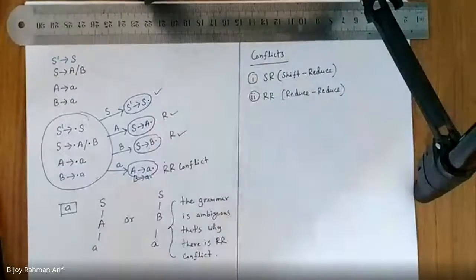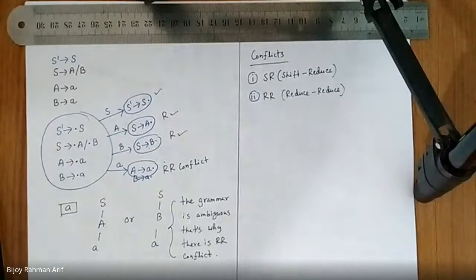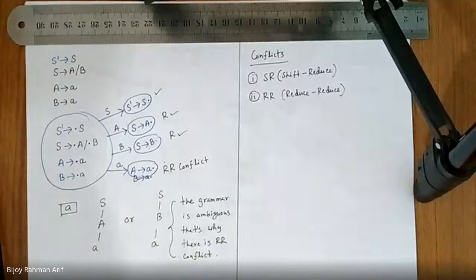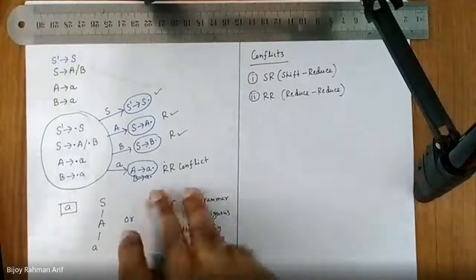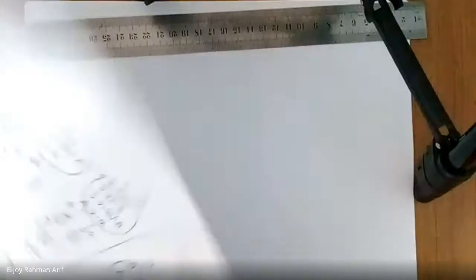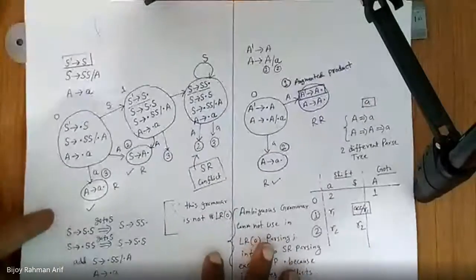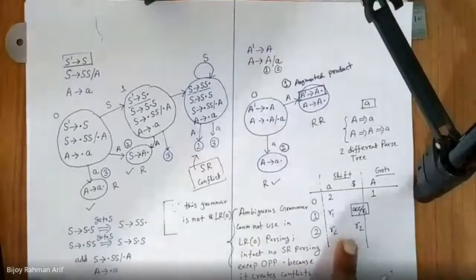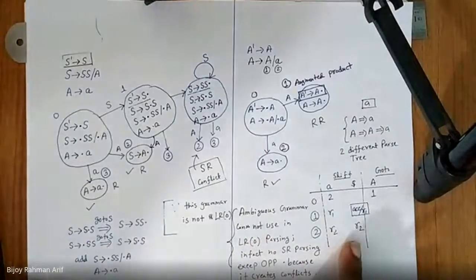Now, is there any other conflict possible? Tell me. Is there any other conflict possible? If it is possible, give me the reason behind that. When conflict arises, go to the diagram, please. In this diagram, there is a conflict. Why does this conflict arise? What is the reason behind the conflict?